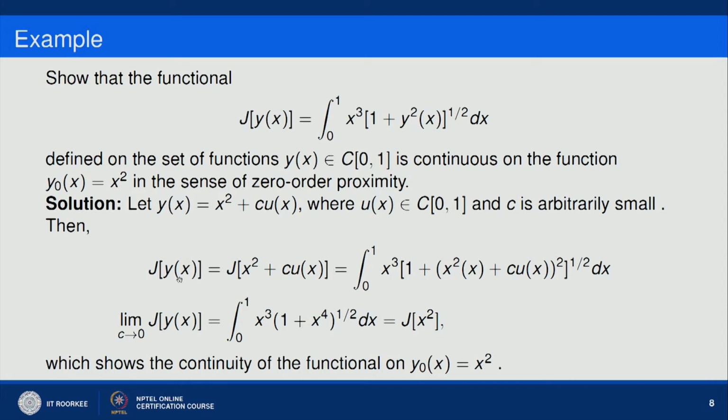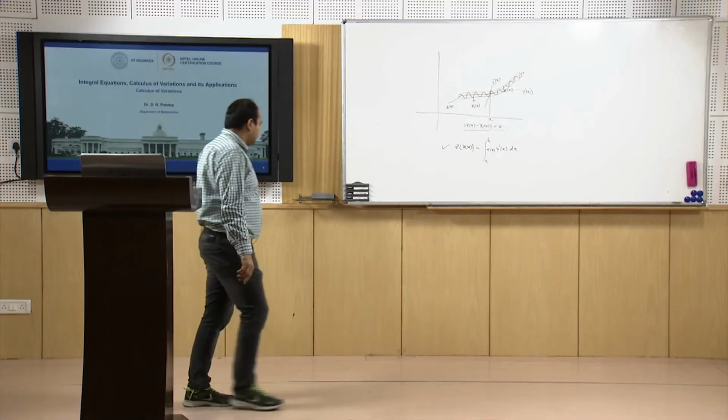So, J of y of x, which is nothing but J of x square plus c u of x, and by the definition of the functional you can write it as integral 0 to 1 of x cube times the square root of 1 plus x square plus c u of x squared, dx. So, here if you take the limit c tending to 0, in that case your y of x will tend to x square, right.